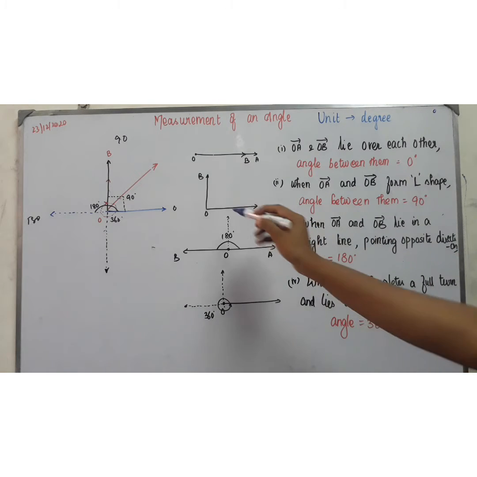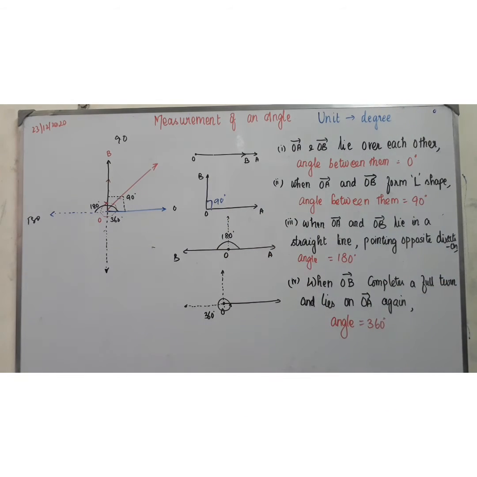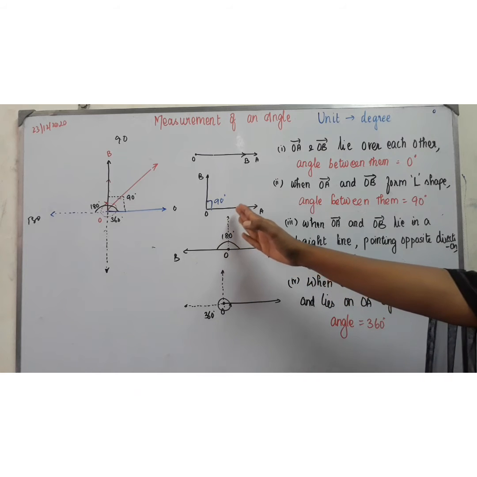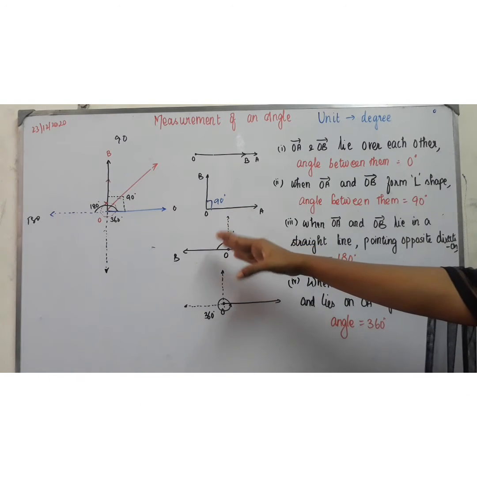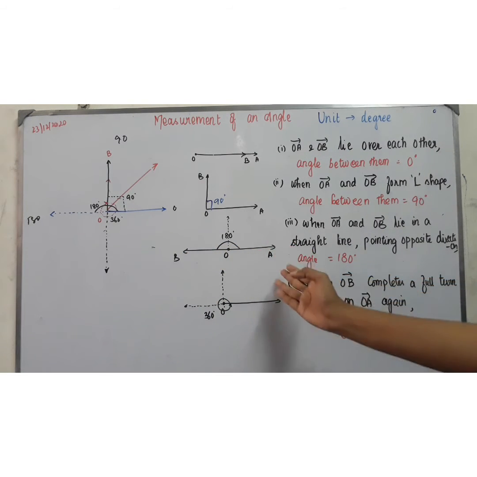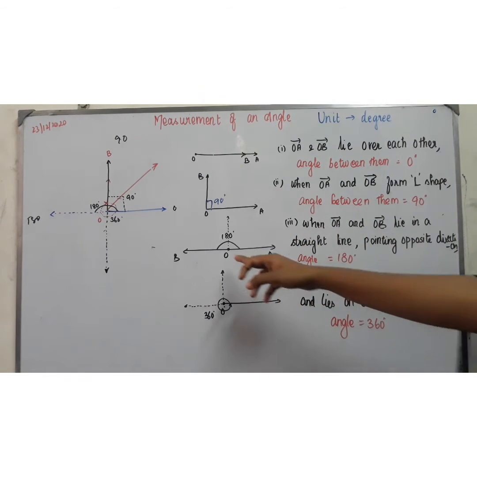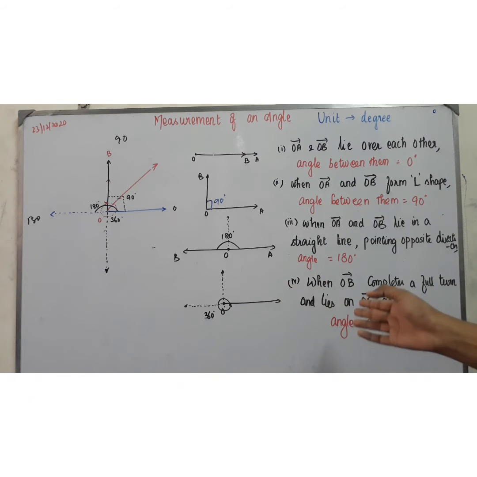That means this angle, right? This angle is 90 degree. So the third case is when the rays OA and OB lie in a straight line, pointing in opposite directions. See here, now the OB ray is here, right? From here it again moves on increasing, and it will become a straight line with OA, but pointing in the opposite direction. So when the OA ray and OB ray lie on a straight line pointing in the opposite direction, that time the angle is 180 degree.